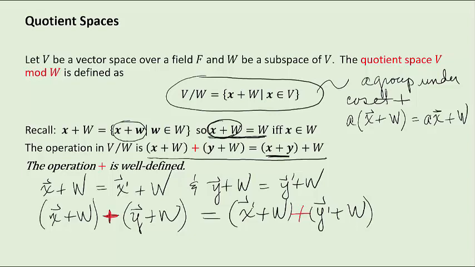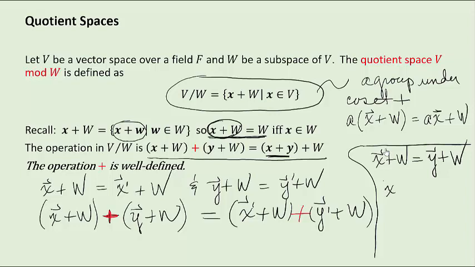One other thing I forgot to mention that's worth remembering. If X plus W is the same as Y plus W, if 2 cosets are equal, that means that X minus Y is an element of W. And this is real important. We'll use it in the proof that we're going to do in the next slide.